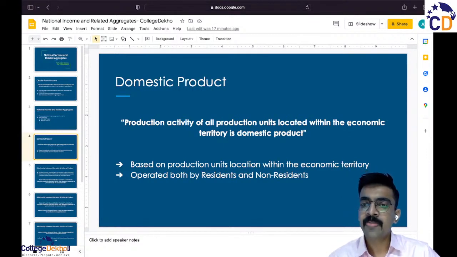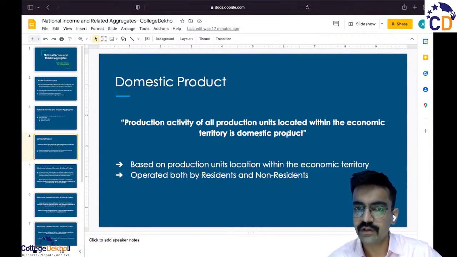So every production unit that lies within the economic territory, and whatever production activity is going on in that production unit, the aggregate value of all of these production activities in all of these production units in the economic territory is called the domestic product, right?